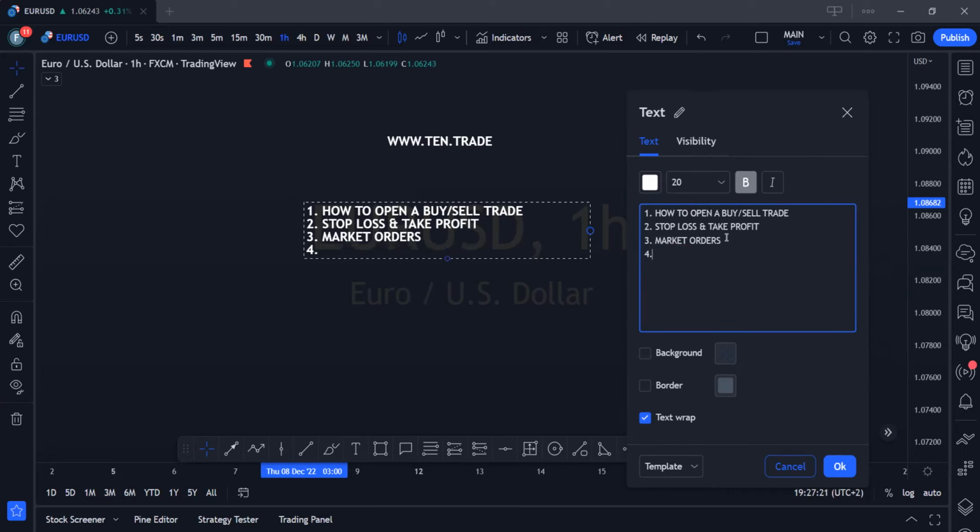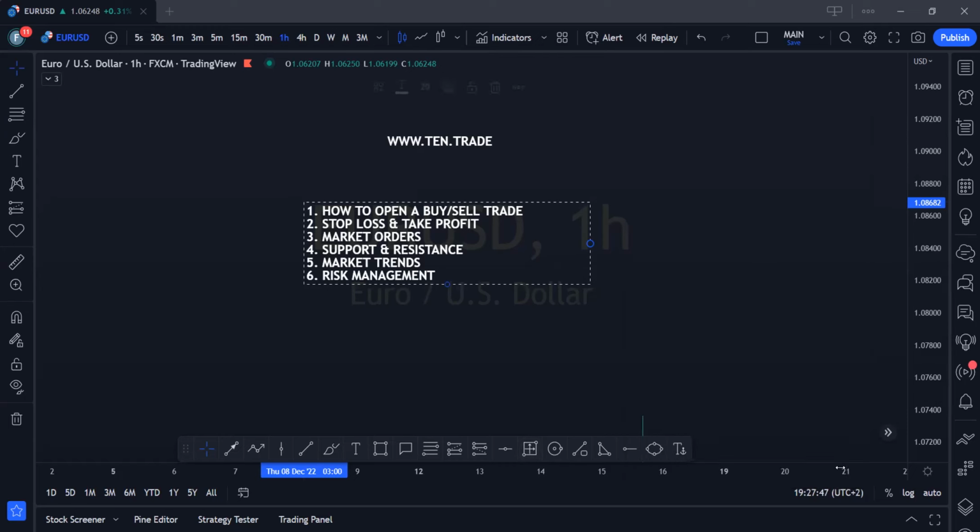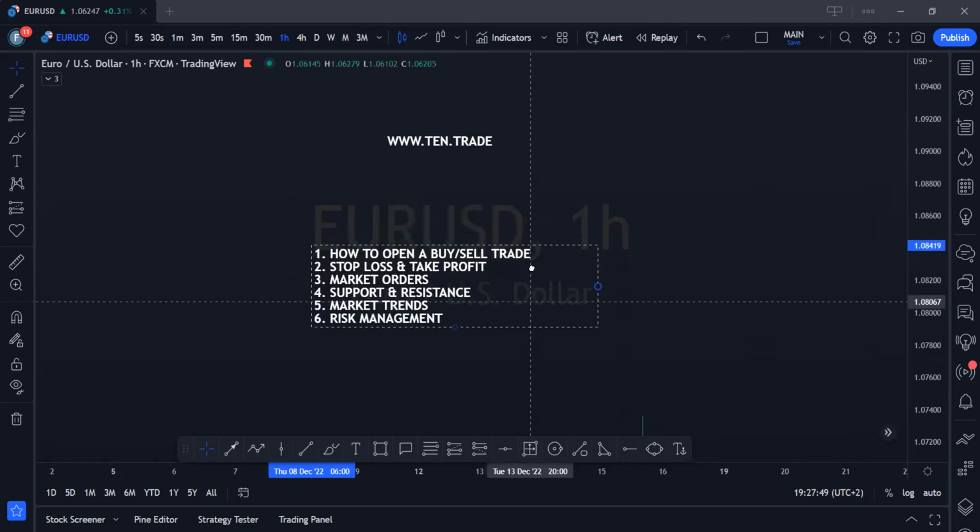We'll also take a look at market structure. Basically, we're talking about support and resistance and the best way to use support and resistance. Number 5, we'll talk about market trends. And then lastly, hopefully with time on our side, we'll talk about risk management. All right. So without wasting much of our time, let's get right into today's concepts.